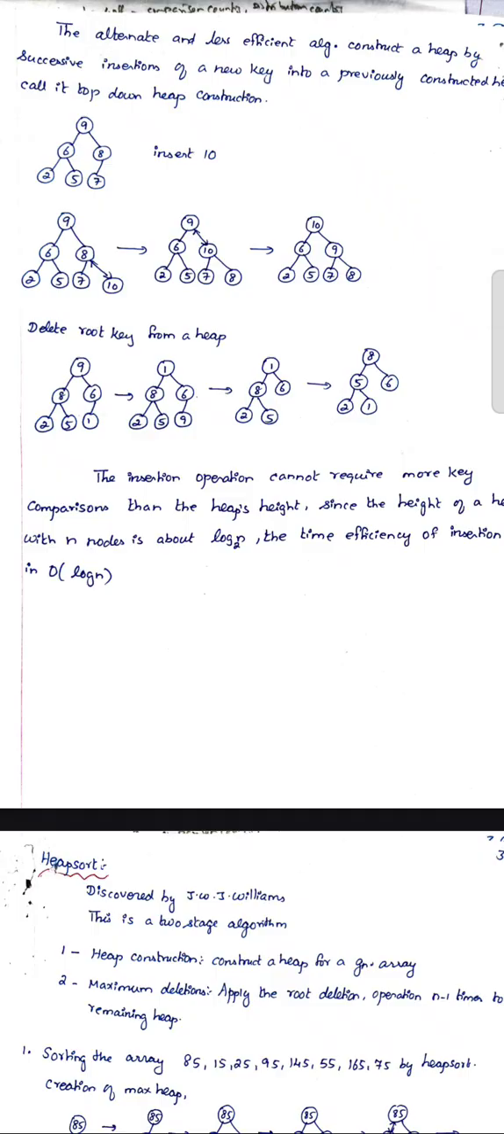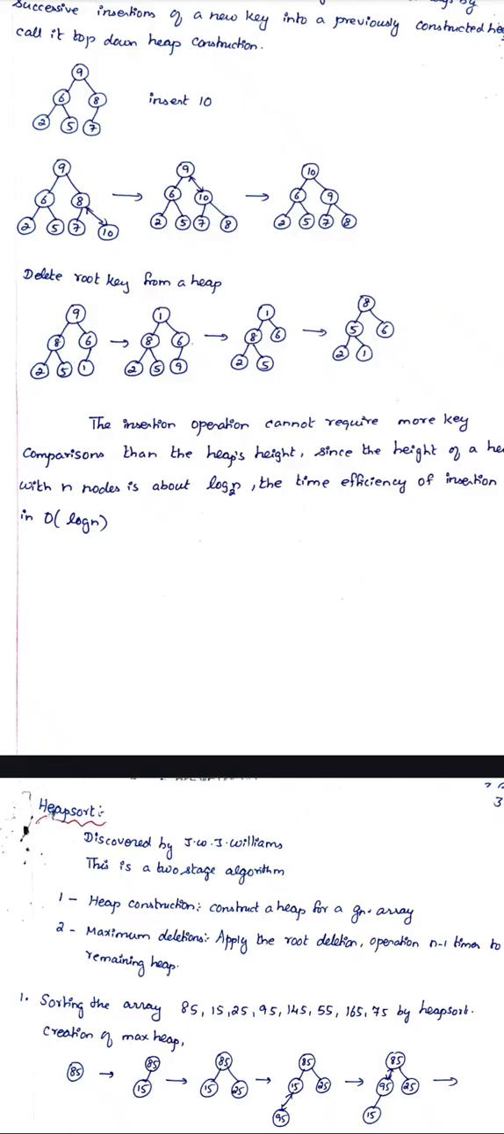To delete the root key from the heap, we have to delete 9. For that, we now consider the last value and place it at the top, with all the rest of the elements in the same positions. Then 9 is deleted. Then again considering this, we swap everything to get the heap.